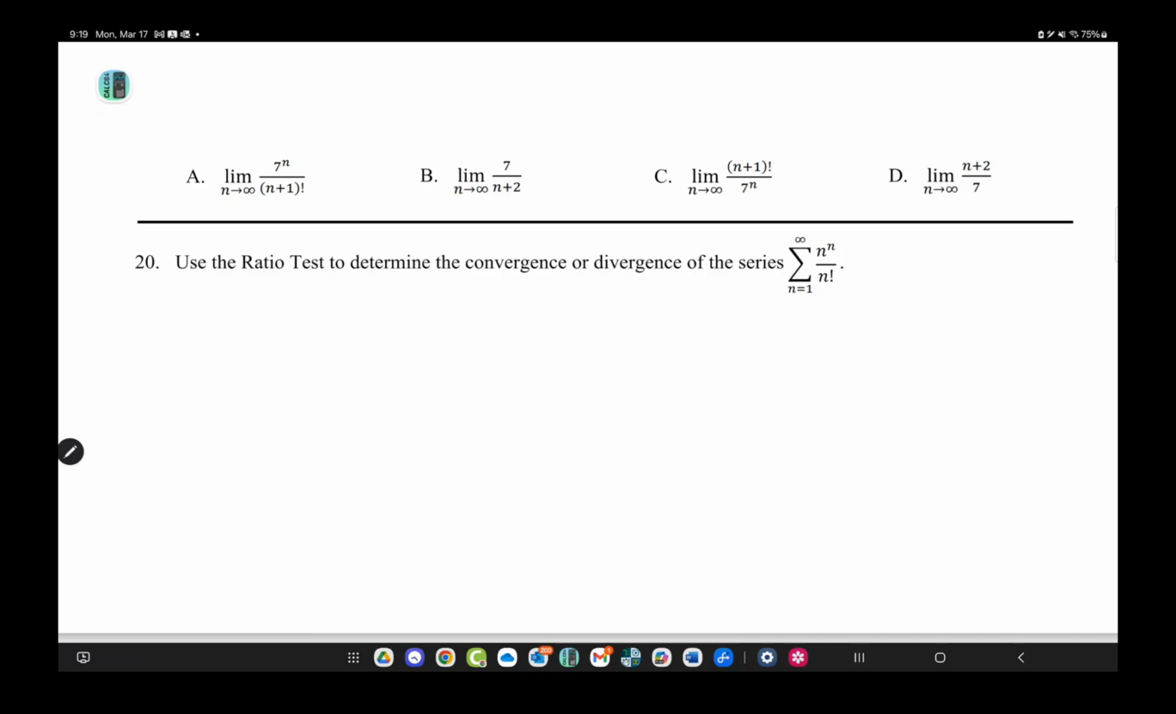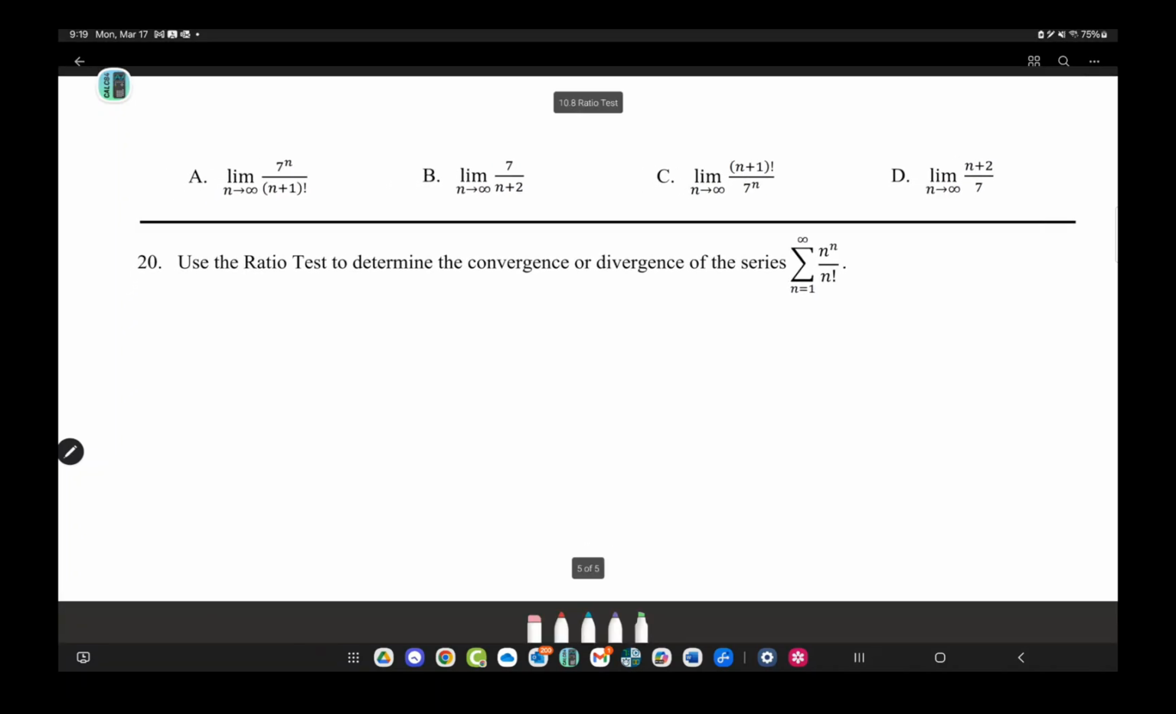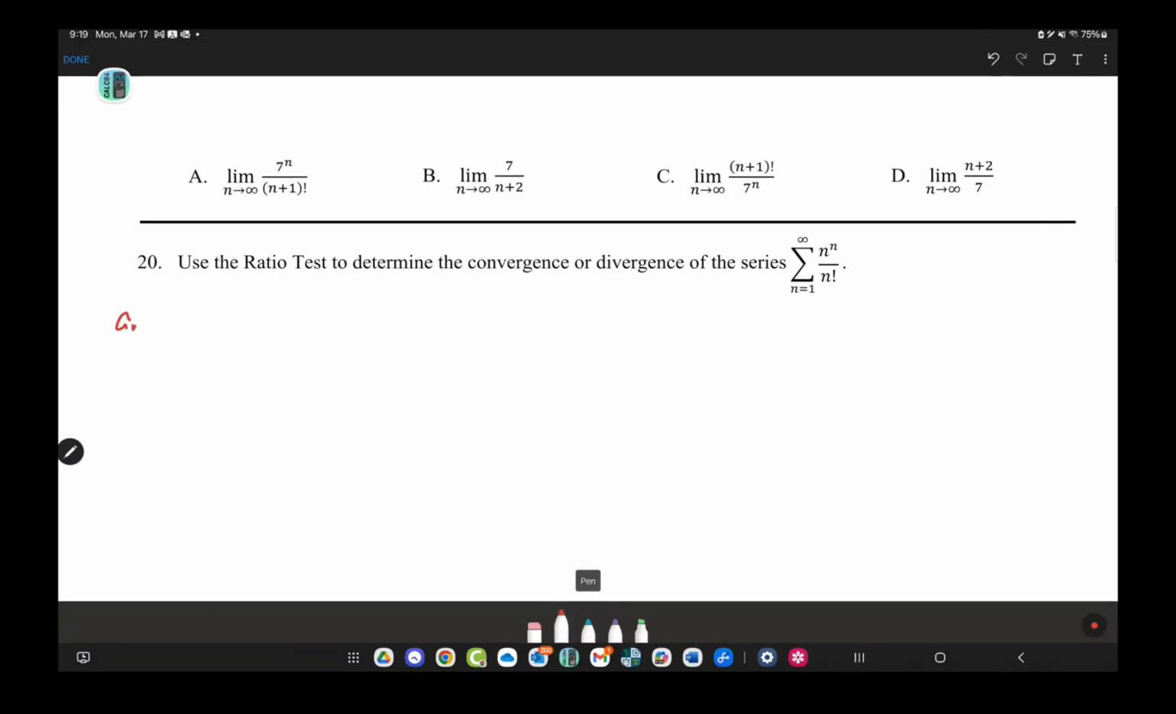So we're using the ratio test, which means we need a what? So we need a_(n+1), which is, in this case, oh wow, (n+1)^(n+1). They really just ask some fun questions at the end, don't they? Over (n+1) factorial.